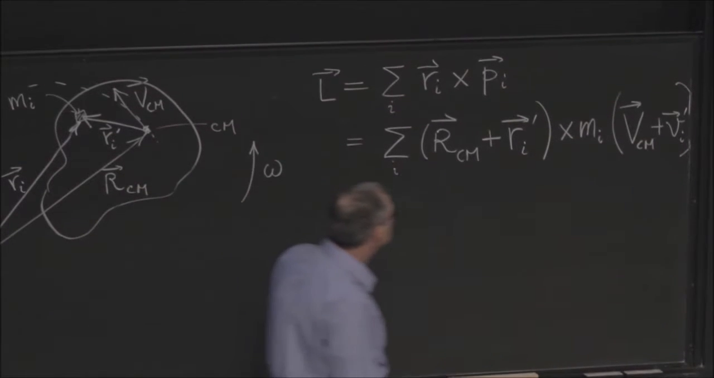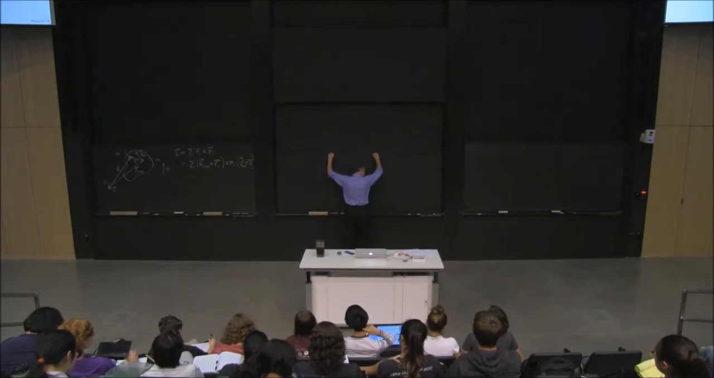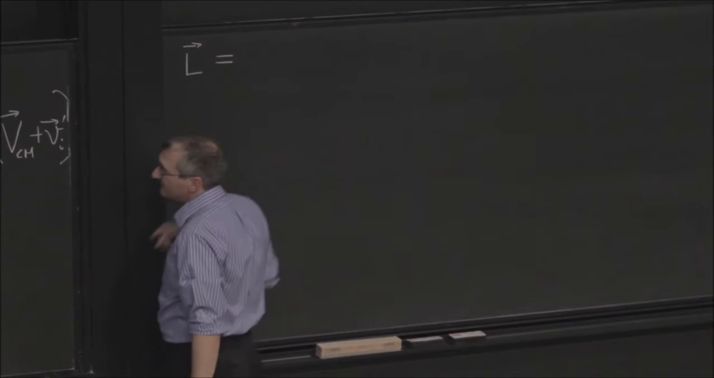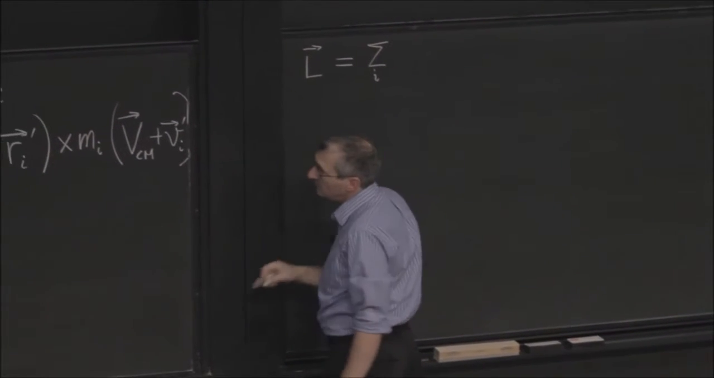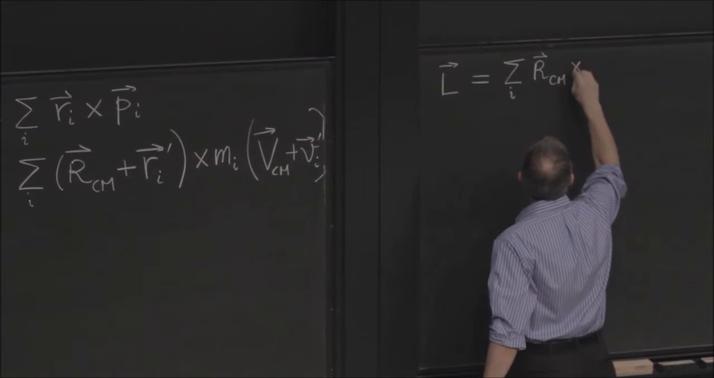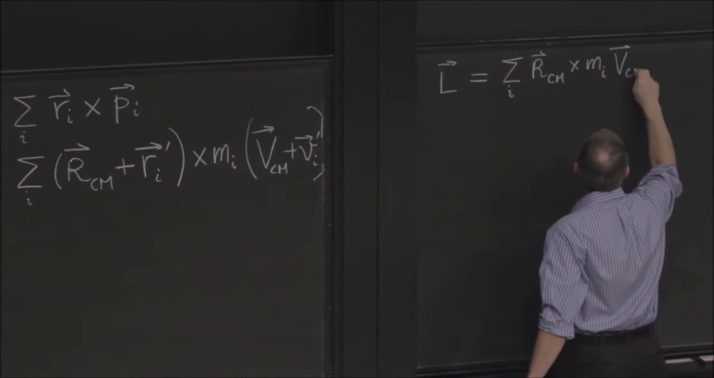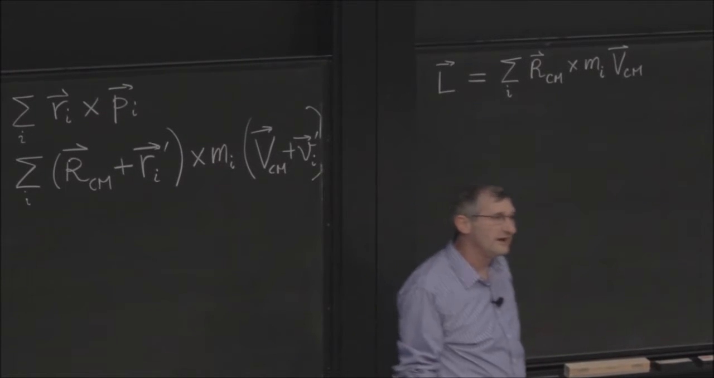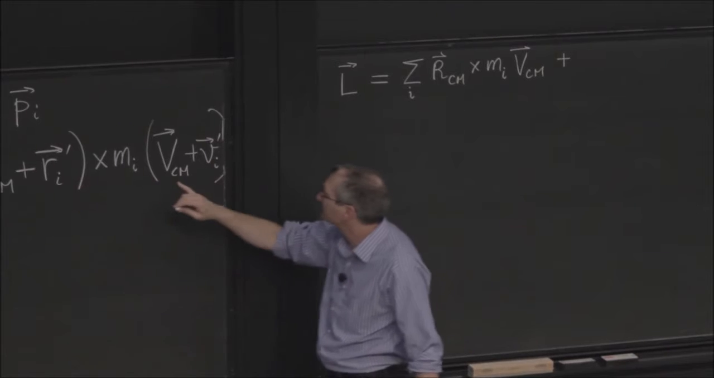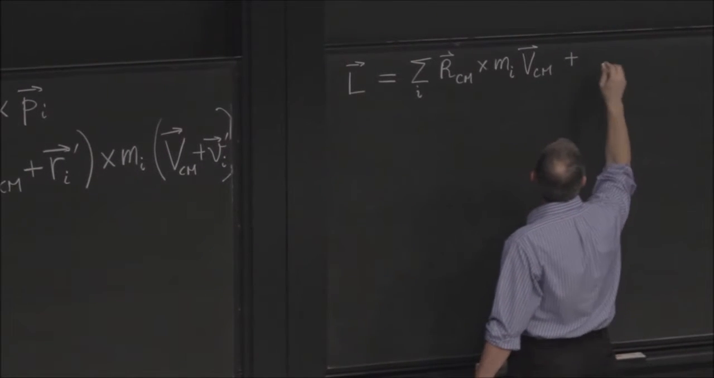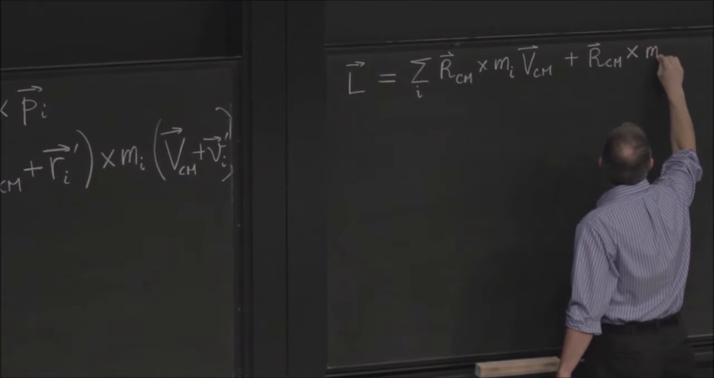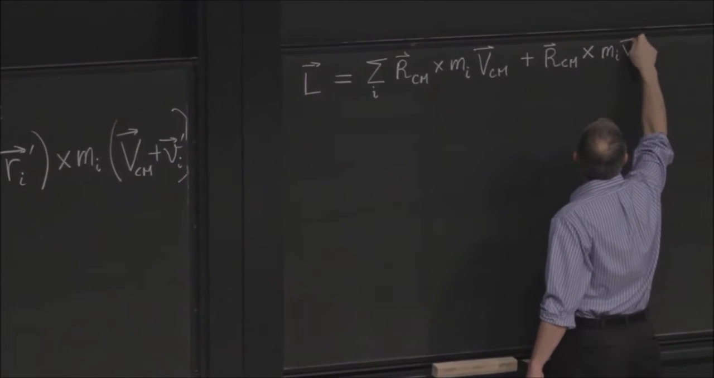And there's going to be a bunch of terms. So maybe I'll colonize the board over here. So L, the first term, sum on I, would be R center of mass cross m sub I v center of mass. Before I keep, maybe I'll keep writing out the four terms, and then we'll worry about how to simplify. Next, I could take R center of mass cross m sub I v prime sub I. So R CM cross m sub I v prime sub I.